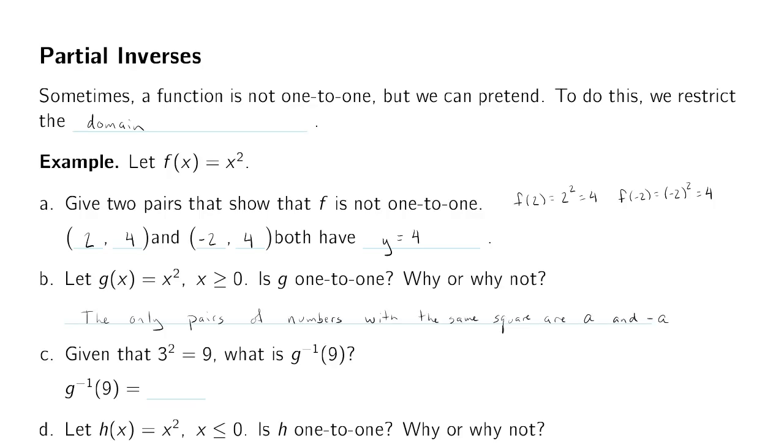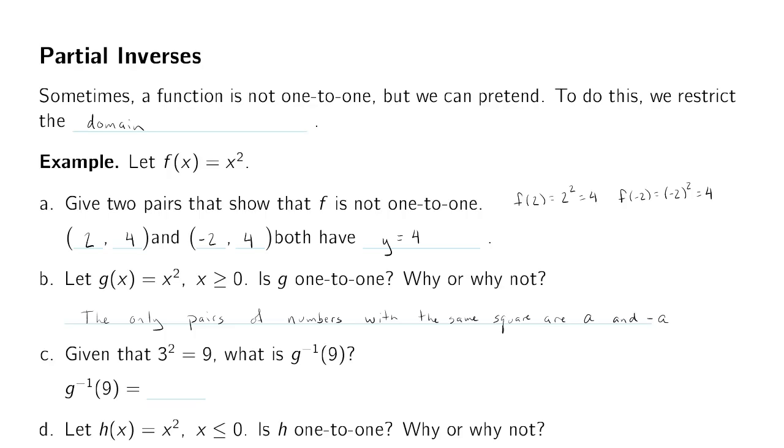the only pairs of numbers that have the same square are the pairs in the form some number and its opposite. Only one of those is ever positive. So if we restrict our x's to being positive numbers, well then, we're not going to have any two x's that correspond to the same y. And so we can actually take an inverse of g. g, with the restricted domain, is actually one-to-one.